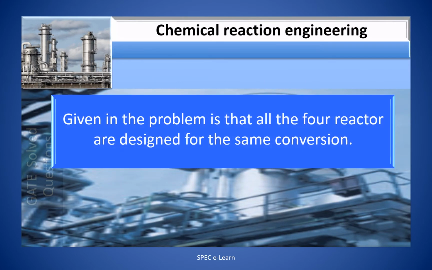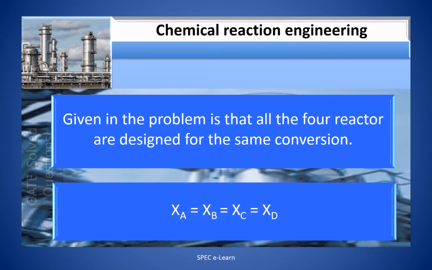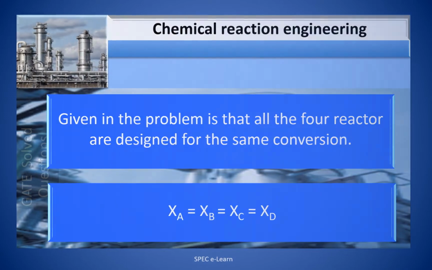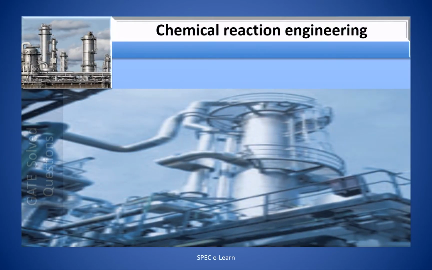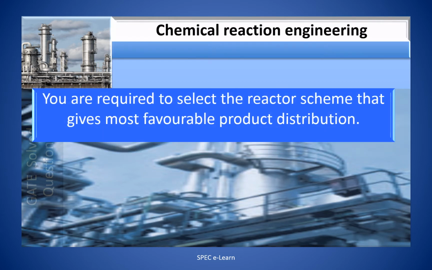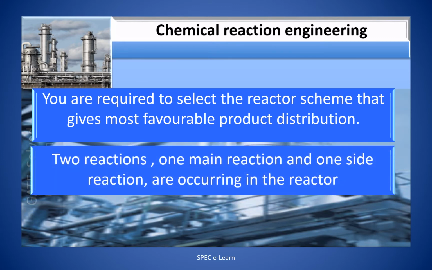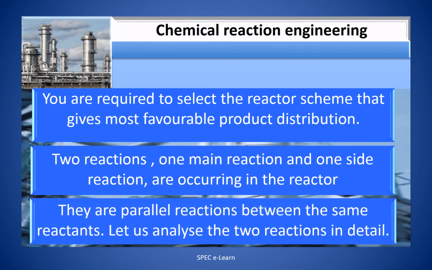The information given in the problem is that all the four reactors are designed for the same conversion. So that is XA equal to XB equal to XC equal to XD. You are required to select the reactor scheme that gives the most favorable product distribution. Two reactions, one main reaction and one side reaction, are occurring in the reactor. They are parallel reactions between the same reactants. Let us analyze the two reactions in detail.